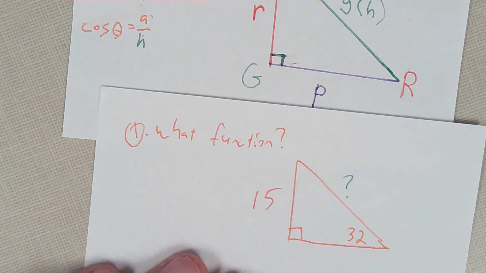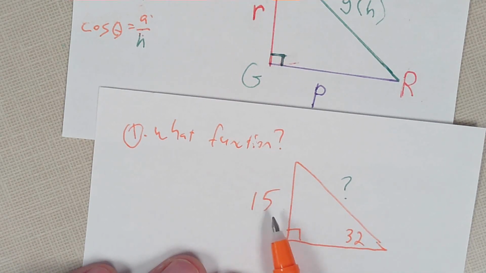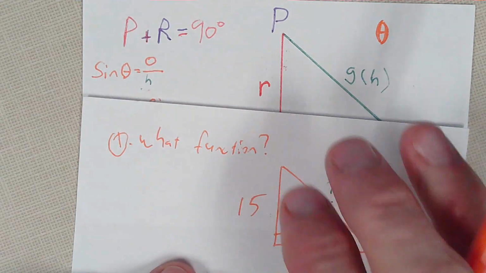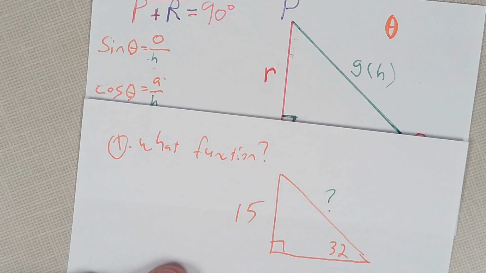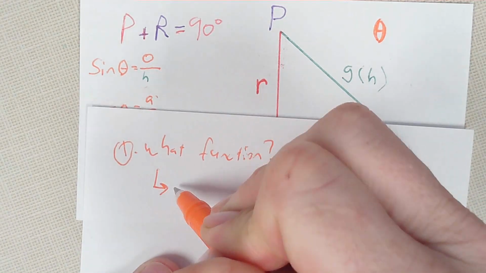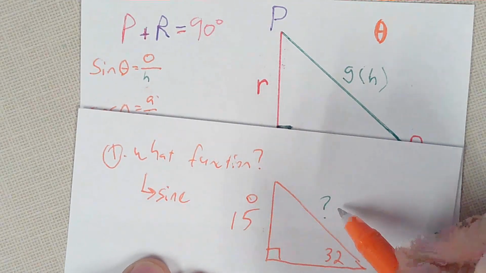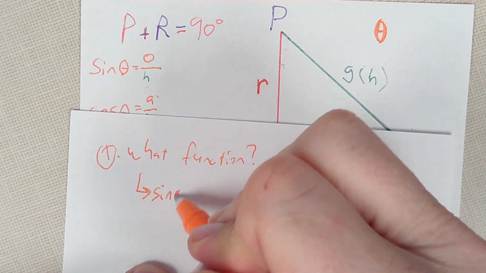Okay, well, I'm using the opposite, and I need the hypotenuse. Because I'm using opposite and hypotenuse, I'm using the sine. Okay, so I need to make... where's the calculator? Pause this. So I'm going to be using sine because I have the opposite and the hypotenuse. Therefore I'm using the sine of theta.